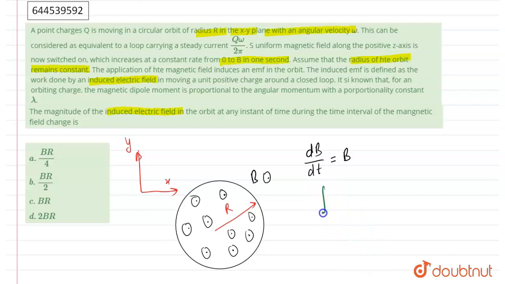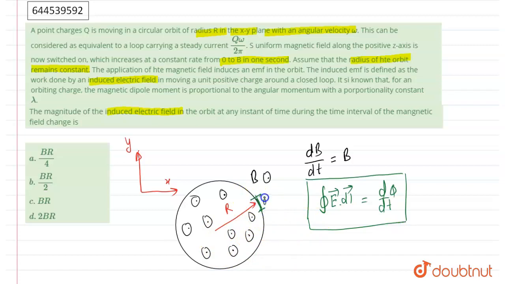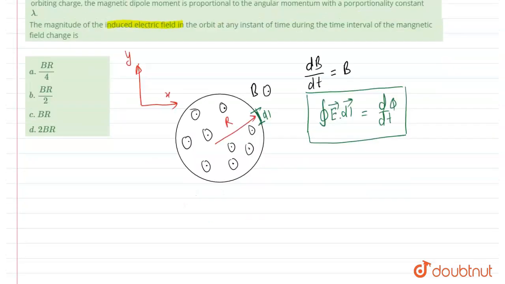So the induced electric field: the closed integral of E induced dot dl vector is equal to d phi over dt, where d phi is the magnetic flux that is changing in that region, and dl is the element taken on that loop. The electric field is in the tangential direction.